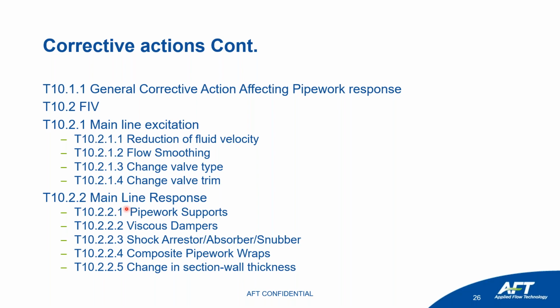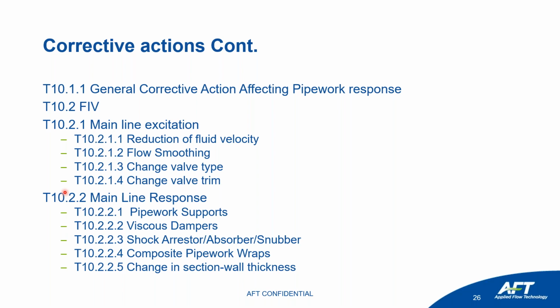For the mainline response solution, it provides changing the supports of your pipe, using viscous dampers, shock arrestors or snubbers, composite pipe work wraps, or change in the section wall thickness.